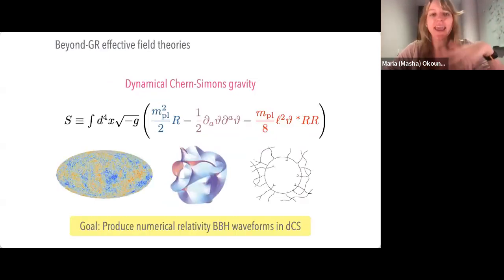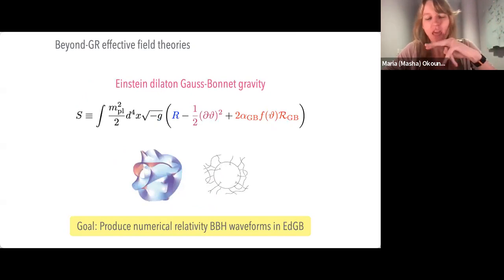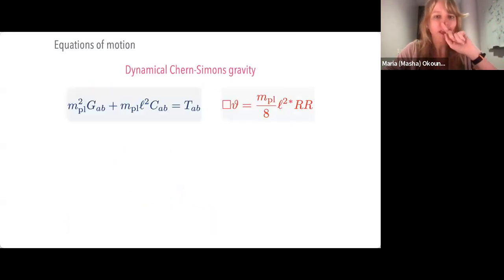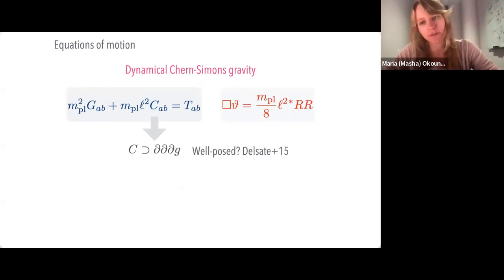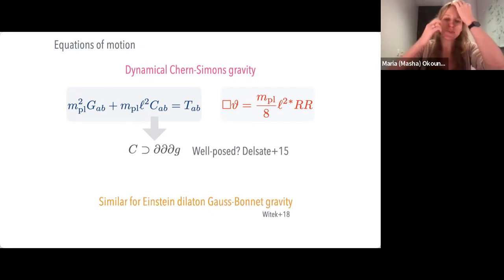Dynamical Chern-Simons gravity and Einstein-Dilaton-Gauss-Bonnet gravity. In DCS, if you compute the actual equations of motion, so you vary the action, you end up with third derivatives of the metric in your equations of motion, whereas GR has only second derivatives. And so this asks a question about well-posedness. So can I actually have a well-posed initial value problem in this theory? And similar work has been done in Einstein-Dilaton-Gauss-Bonnet gravity as well. So there's this problem of potentially of well-posedness.